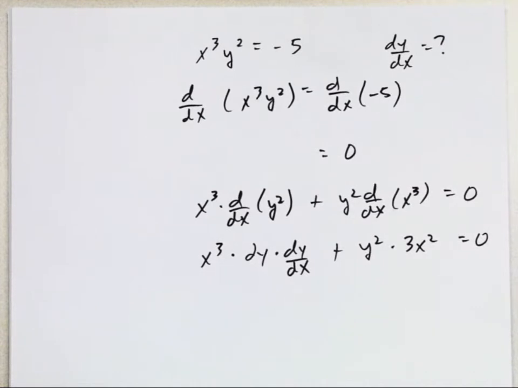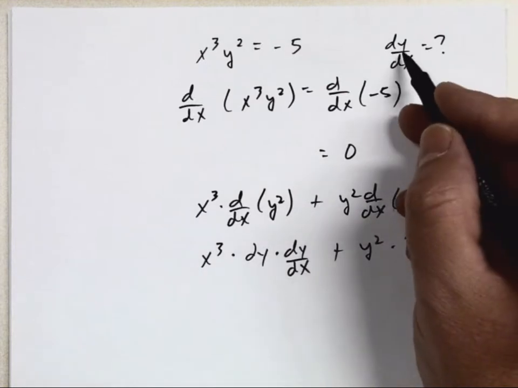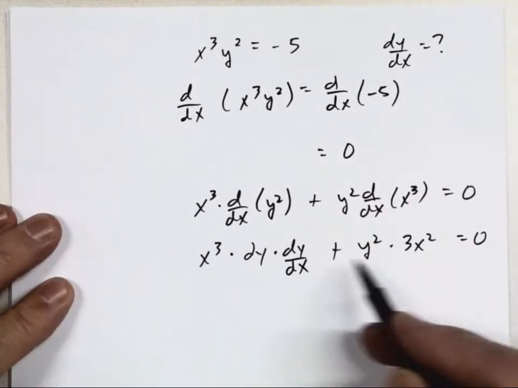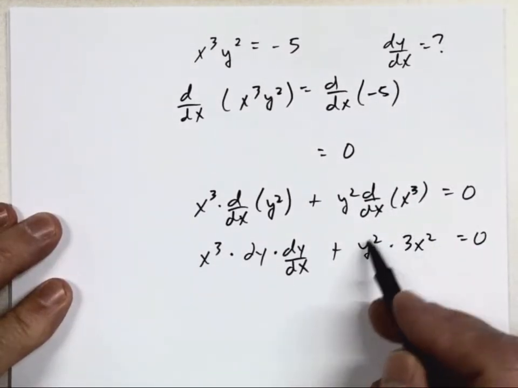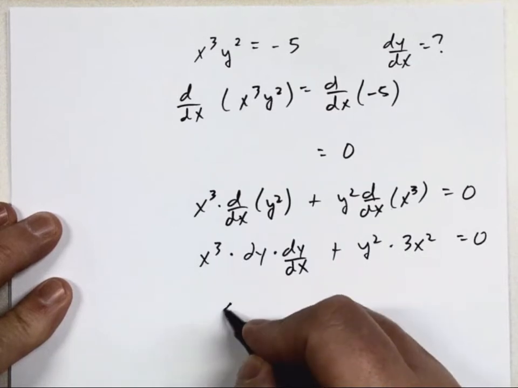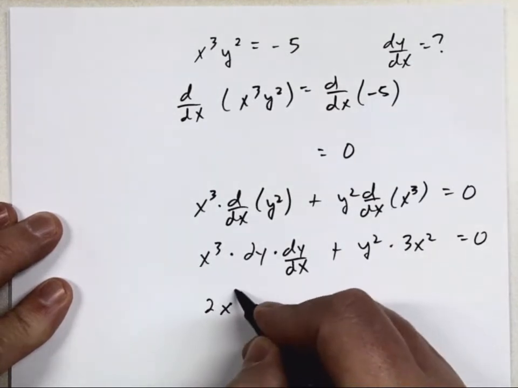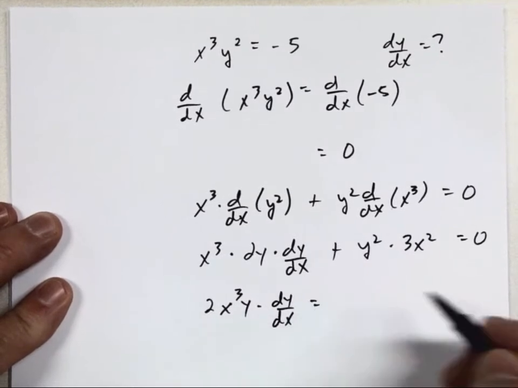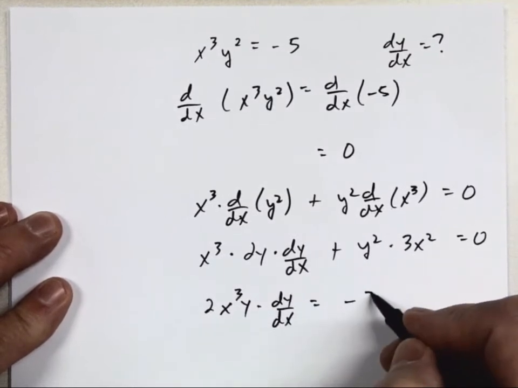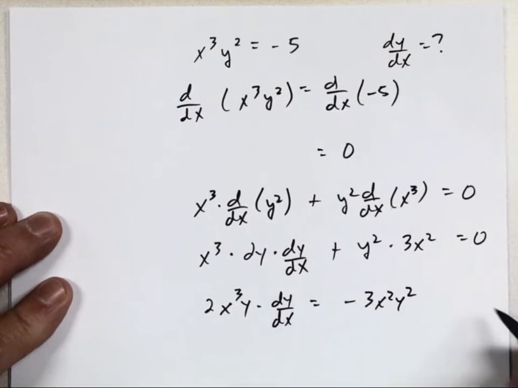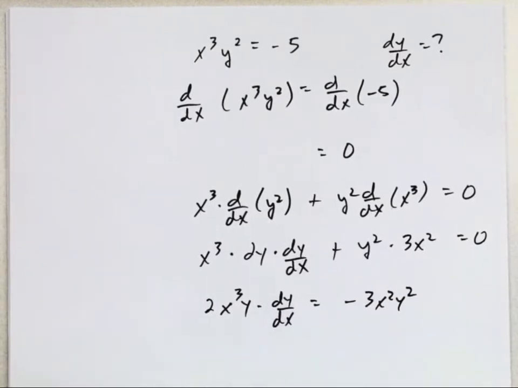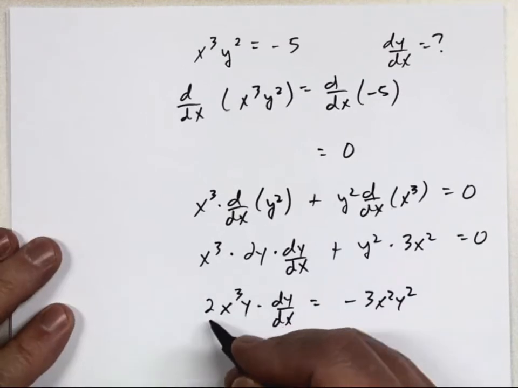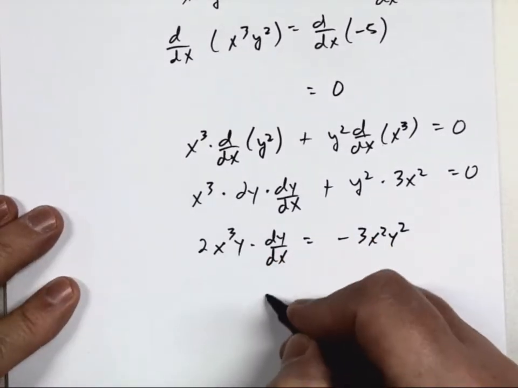All right, so now we've taken the derivative of both sides of this equation. Now the ultimate goal is to solve for dy dx. So it looks like I need to subtract this term here. So let me write out 2x cubed y times dy dx equals -3x squared y squared. And now if I want to solve for dy dx, I just divide both sides by 2x cubed y.